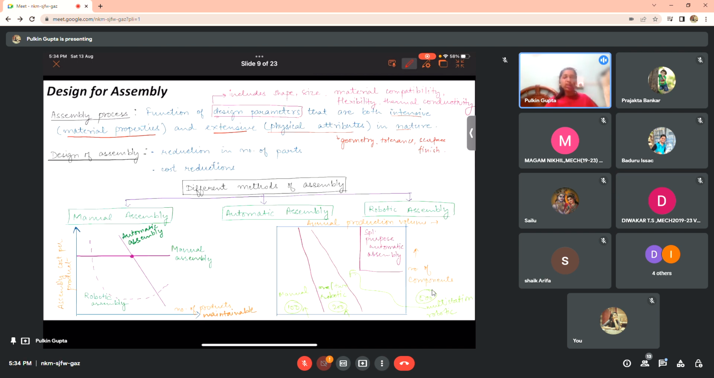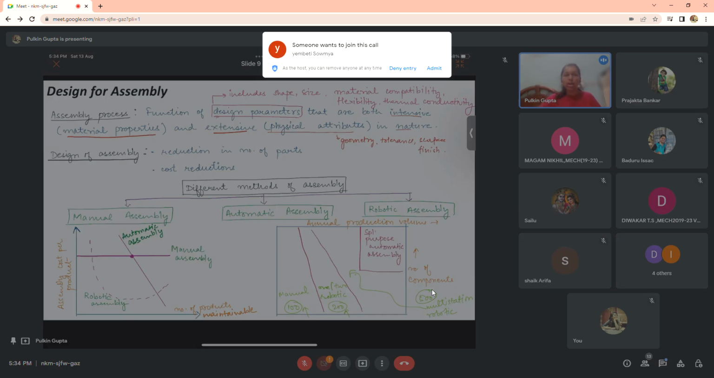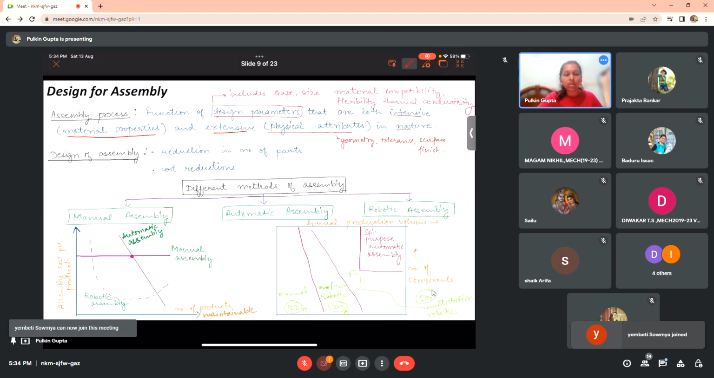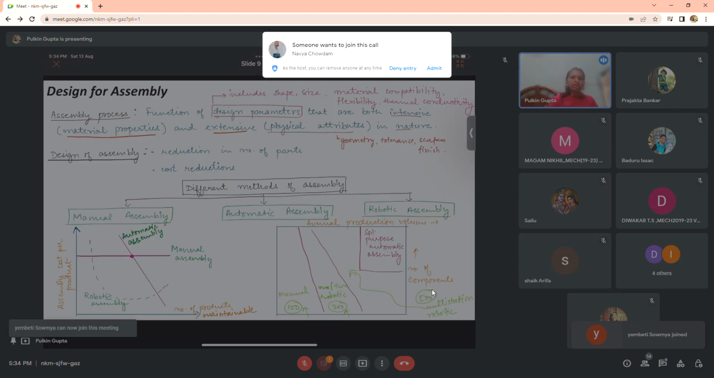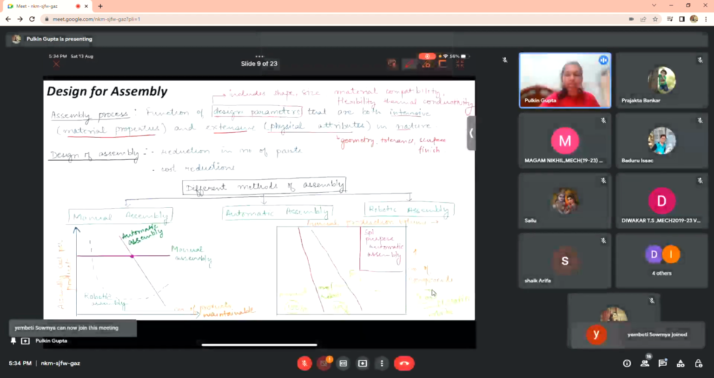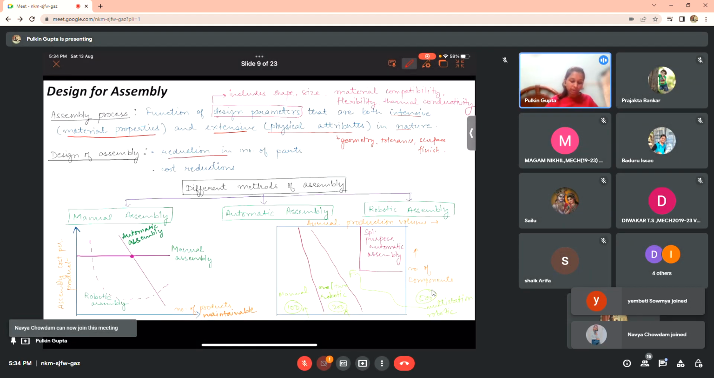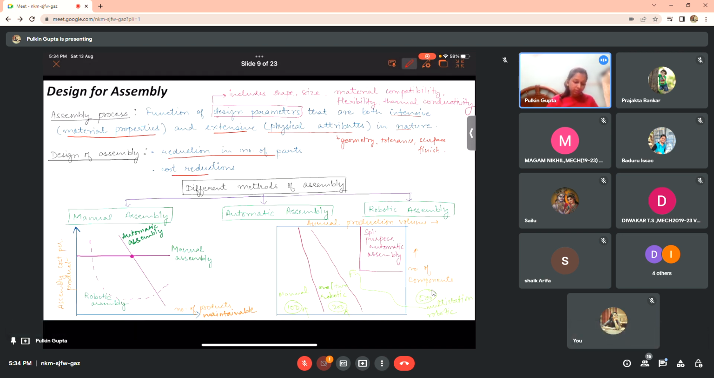These design parameters include shape, size, material compatibility, flexibility, thermal conductivity, but they can contain many more and are not restricted to these. These are just a few examples. Now, what is the aim of design for assembly? It is the reduction in the number of parts and cost reduction. Suppose you have a plate.